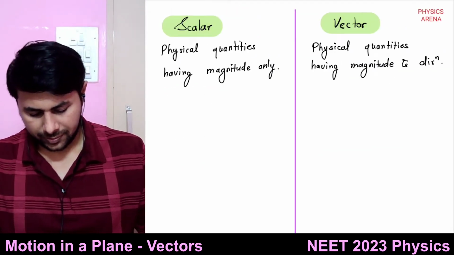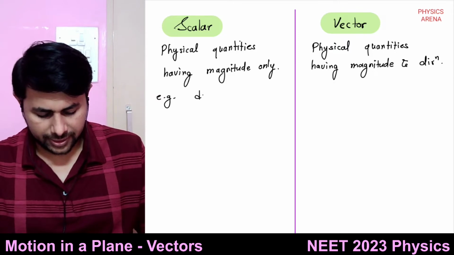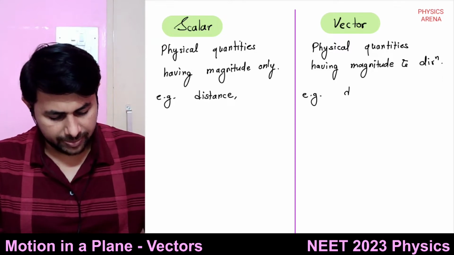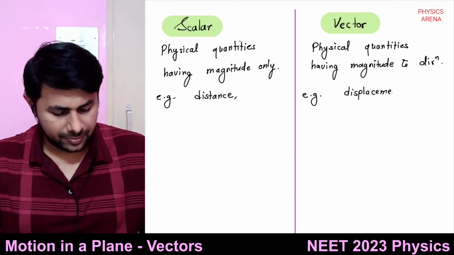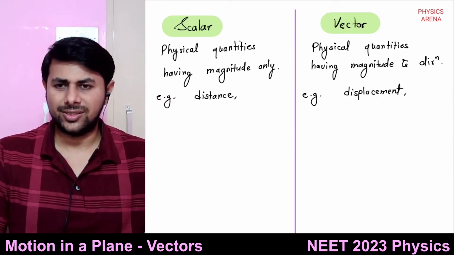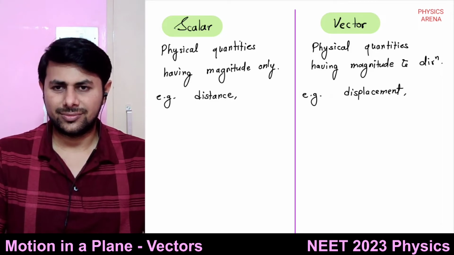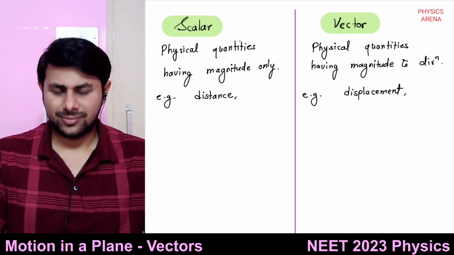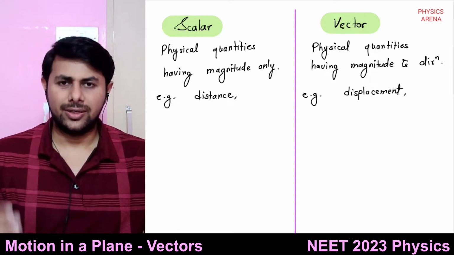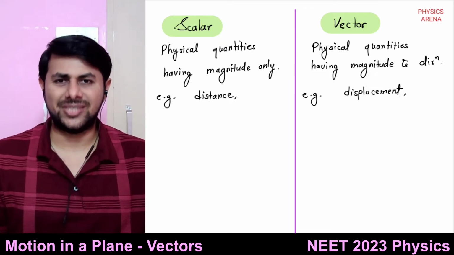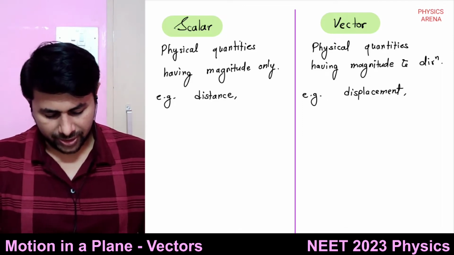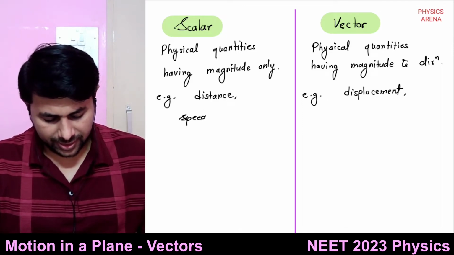So for example, the distance covered is scalar and the displacement of an object is a vector. Any question in this? No, sir. Okay. So now if you divide distance by time, you get speed. So it is a scalar divided by another scalar. Time is a scalar quantity, it doesn't have any direction. So distance covered upon time gives us speed, another scalar quantity.